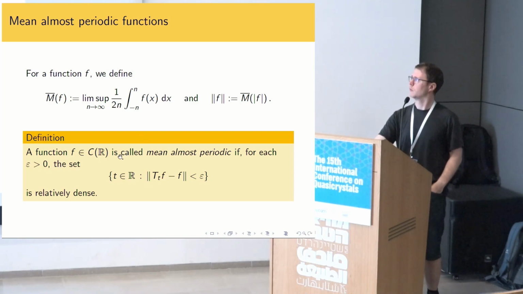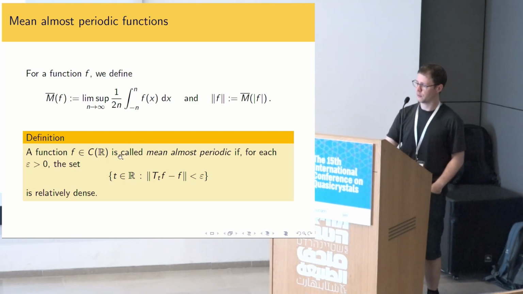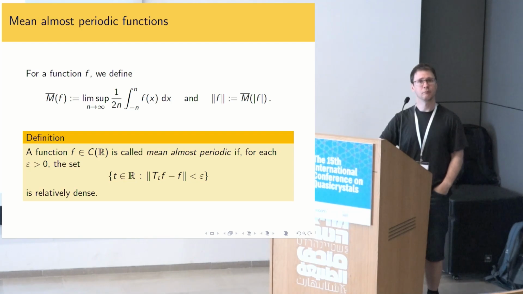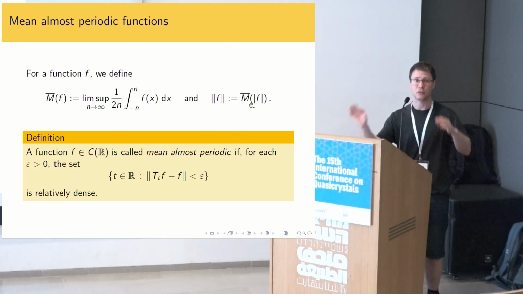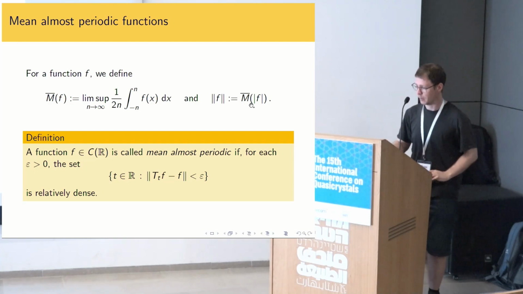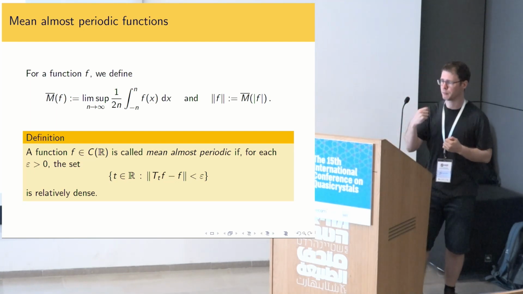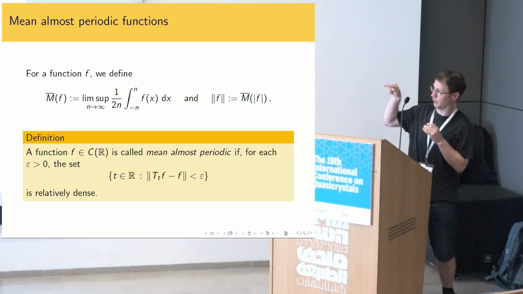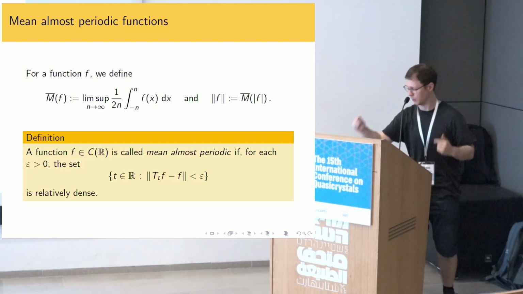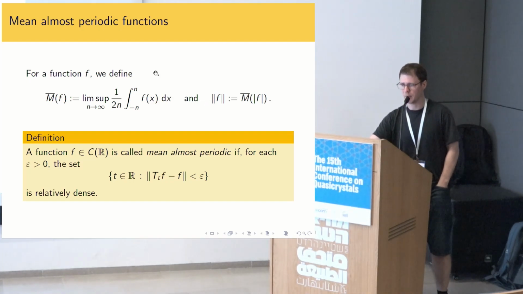And then we use exactly the same definition as for Bohr almost periodic functions, but here we don't choose the supremum norm, but this one. Otherwise, it's exactly the same. And since the supremum norm is stronger, every Bohr almost periodic function will satisfy this, but not the other way around.